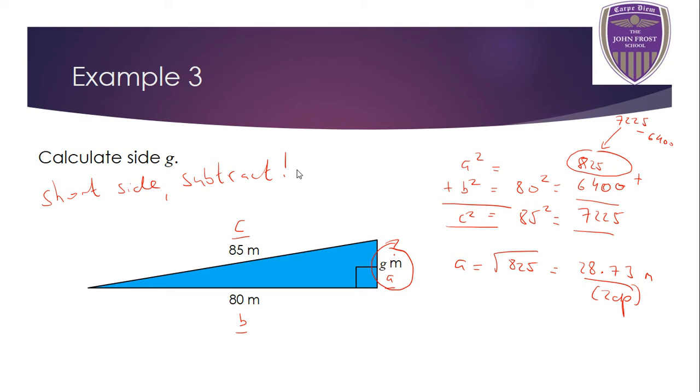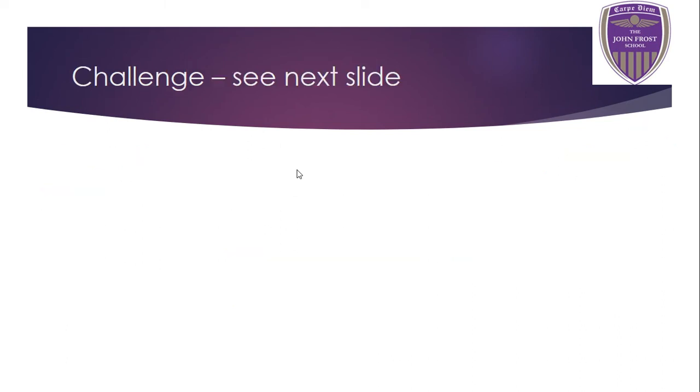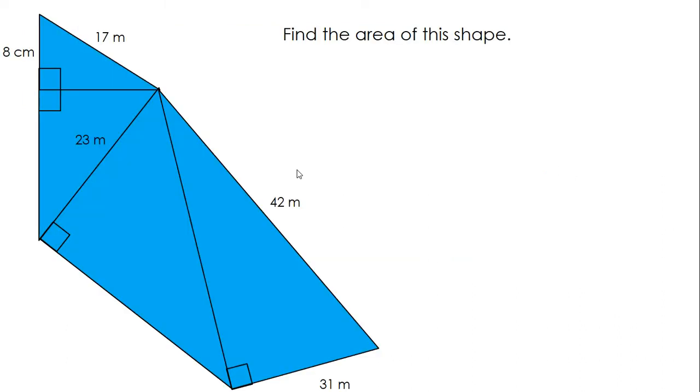If you do finish the main task and want to go at the challenge, then it's here, okay? And it's to find the area of this shape. So I would pause it and have a go. This is the challenge. Do the main task first, then the challenge, and the answers to the challenge are on the next slide. So I'll give it 3 or 4 seconds, then I'll go on to the challenge answers.